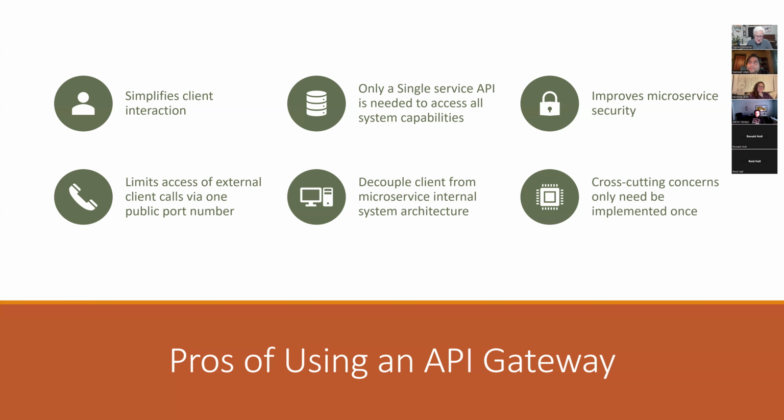It's a single point of failure. So when your API gateway goes down, it's catastrophic. Good one, Aaron. All right. Anything else? Well, debugging can be difficult sometimes. Oh, yeah. Debugging can be difficult. And it's another service to maintain, deploy, and monitor. Yep.